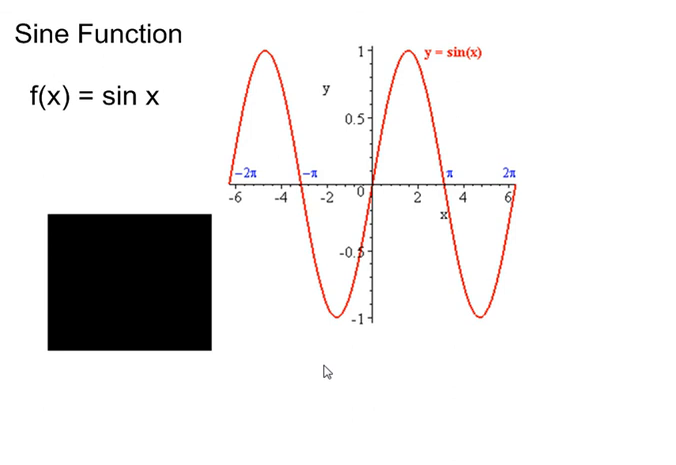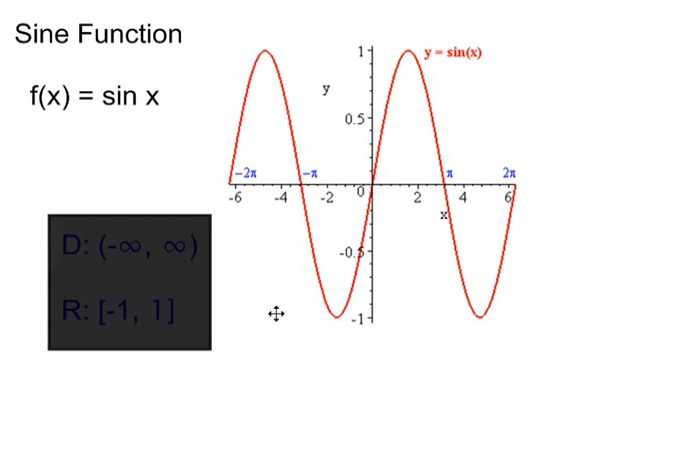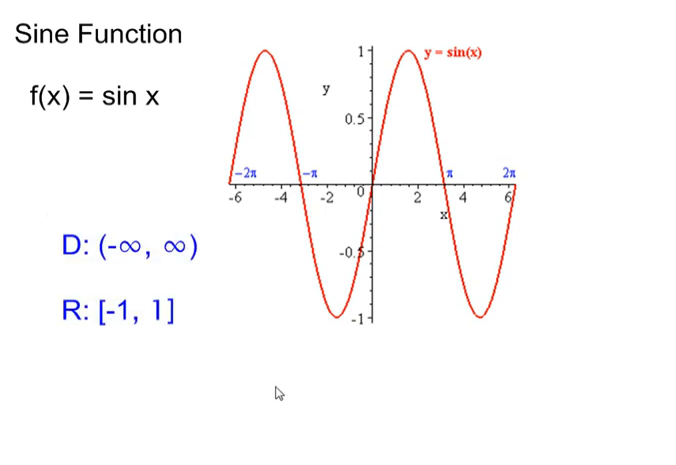Next, we will have two trig functions that we're going to talk about. The first being sine. The sine of x. Notice that the sine goes through the origin, and it oscillates between -1 and 1. The domain would be negative infinity to infinity, but the range would be -1 to 1, including both -1 and 1.